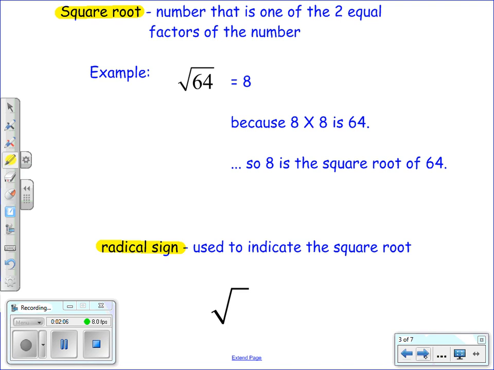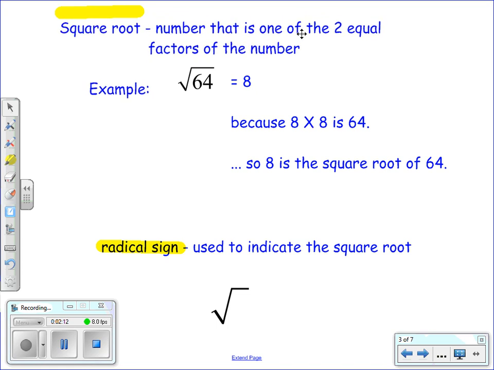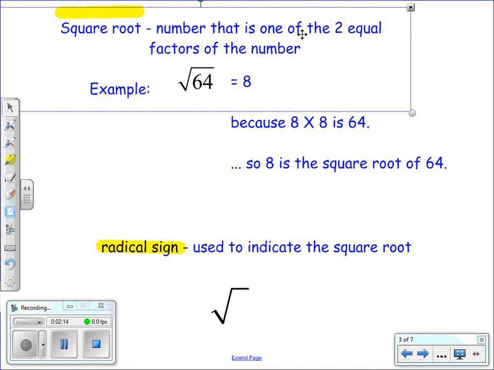Square roots. Okay, I'm going to slide this down a little bit if I can. I don't like how high up it is. There we go.